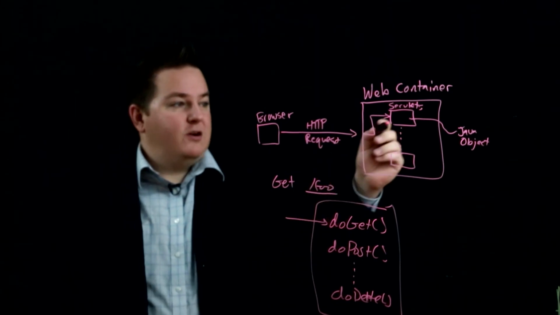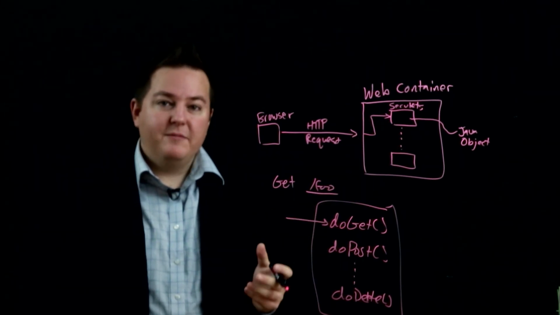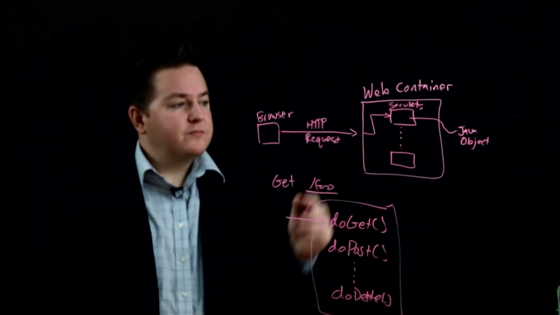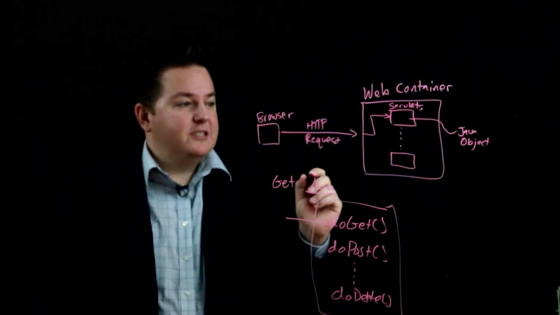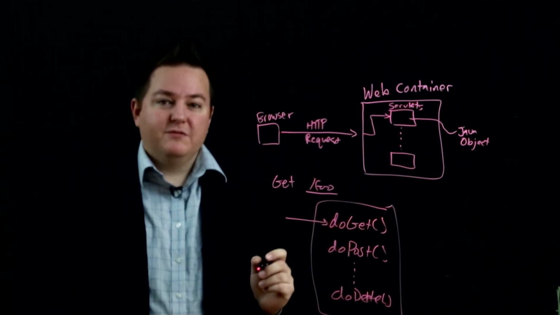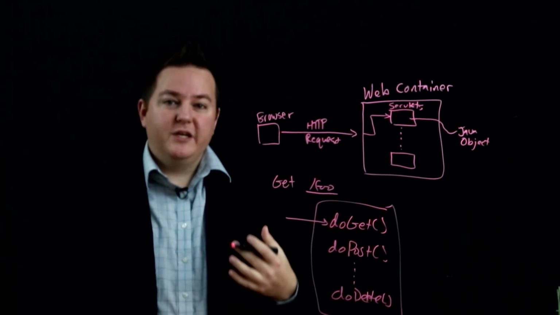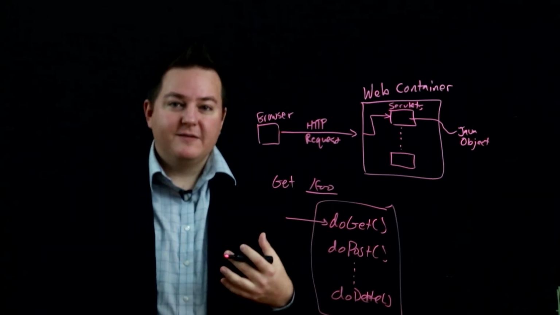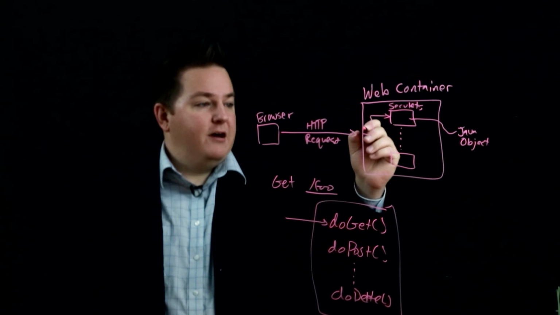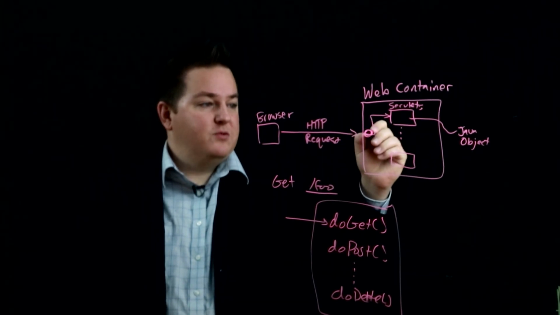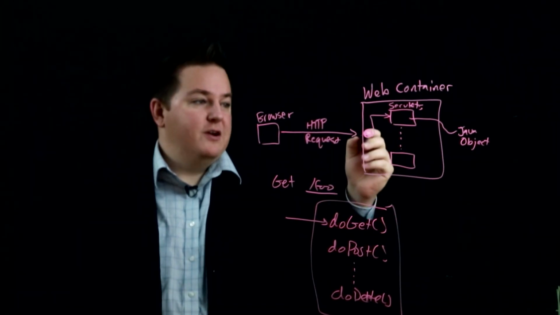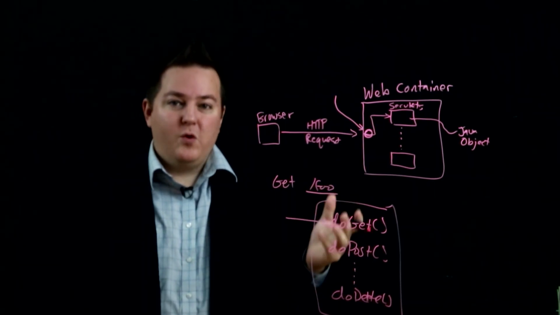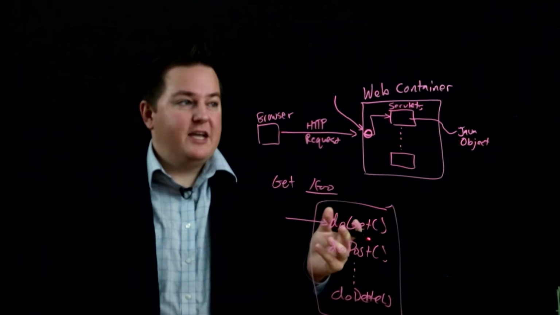So servlets are the underlying and most commonly used technology in Java for handling the incoming requests. Now, one of the key questions is, if we have multiple servlets here, how do we decide which servlet should handle a particular HTTP request? Well, inside of most web containers, there's basically a routing function, or some router, which decides, based on the request that's coming in, which servlet should handle it.